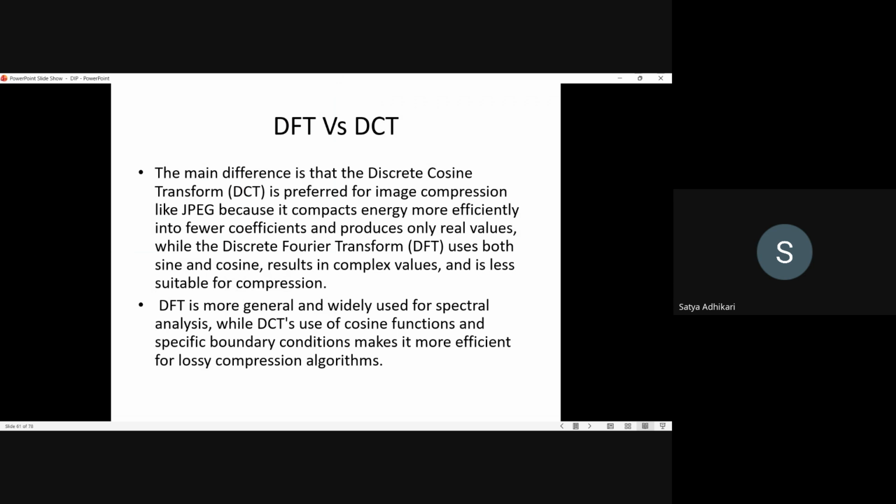DFT is more general and widely used for spectral analysis, whereas DCT uses cosine functions and specific boundary conditions, which make it more efficient for lossy compression algorithms. For image compression, DCT is used; DCT is more preferred than DFT if your aim is to compress the image.